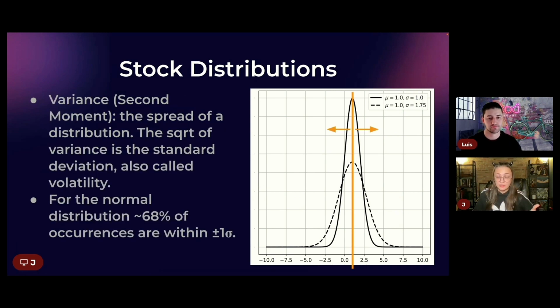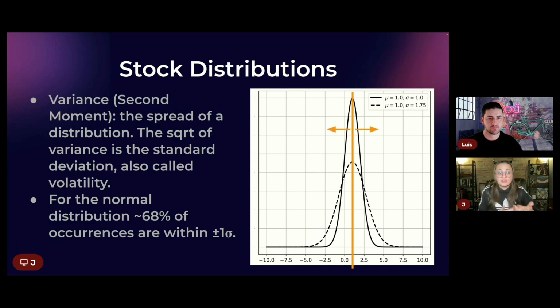So first moment, expected value gives you the mean, gives you the central tendency of the distribution. The second moment is the variance. So this is the spread of the distribution. And then the square root of the variance is also called the volatility or the standard deviation of the distribution. So this gives us a pretty good estimation, at least historically, of how much variability there's been in the value or the returns of a stock. So the bigger the volatility, the more uncertainty there is around that measurement.